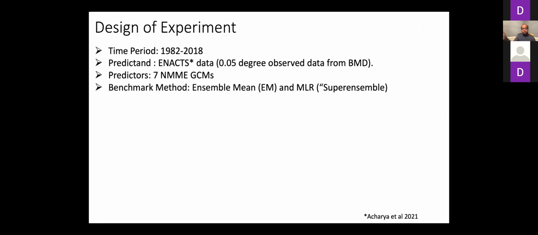We took a data set from 1982 to 2018 using the North American Multimodel Ensemble, which is a very state-of-the-art coupled climate model. We also use the state-of-the-art observation prepared by BMD, which is the best data set up to now for Bangladesh, at 5-kilometer resolution. It's a merging between satellite data and real-time station data. We also use the benchmark methods, which are ensemble mean and MLR, or multiple linear regression. In the literature, it's named the super ensemble.